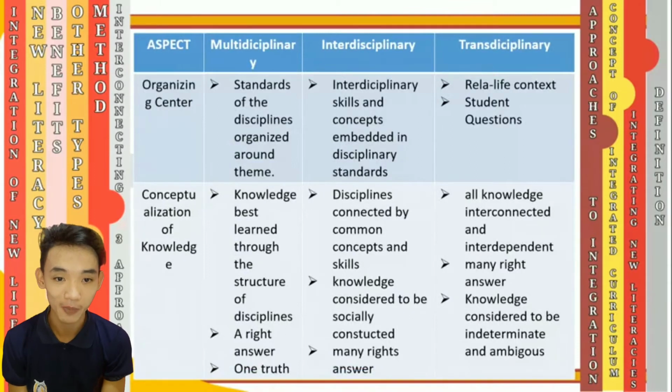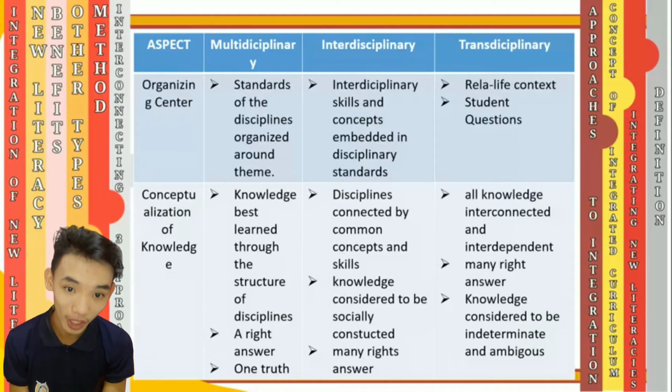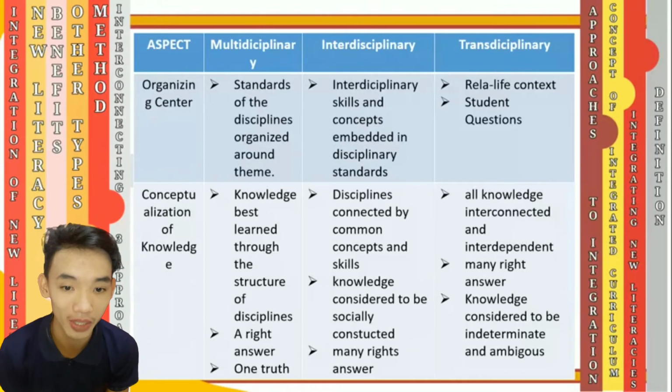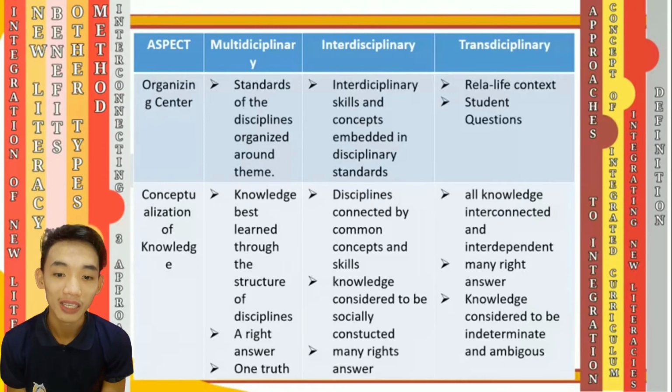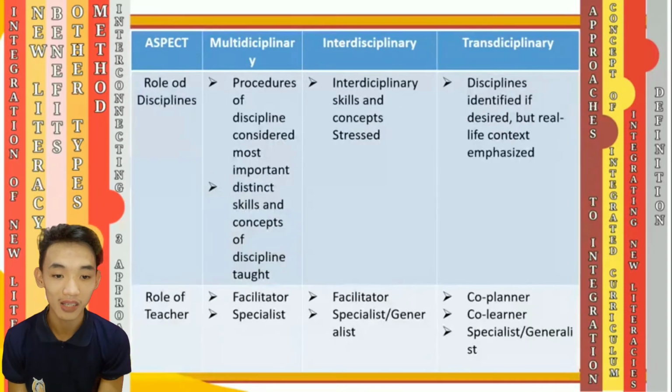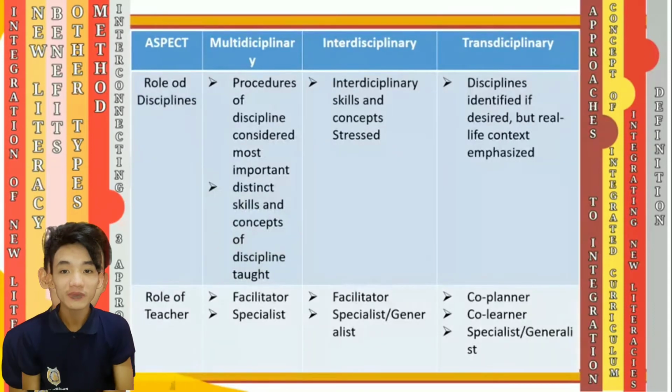In the first aspect, organizing center, in terms of multidisciplinary, the standards of disciplines are organized around a theme. While in the interdisciplinary aspect, interdisciplinary skills and concepts are embedded in disciplinary standards. And the transdisciplinary, the real-life context and the student questions.